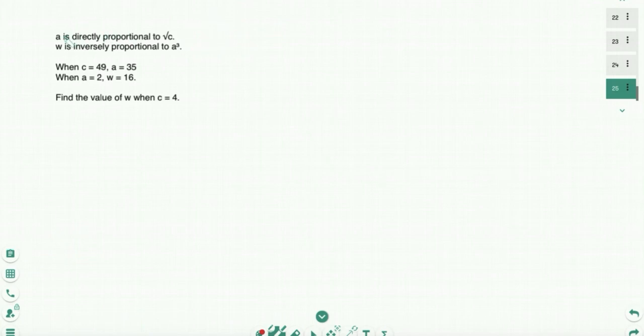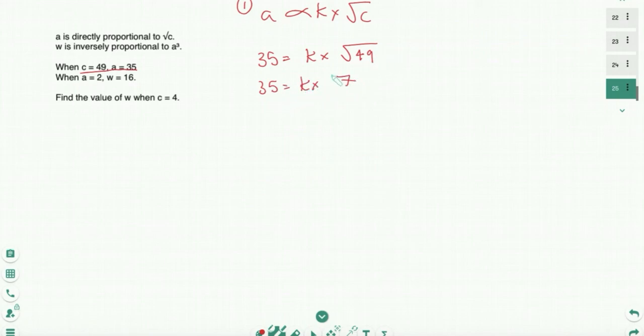So let's start with the first statement. A is directly proportional to the square root of c. So step 1, statement. A is proportional to the square root of c directly, so k times the square root of c. We know when c is 49, a is 35. So 35 is equal to k times the square root of 49, which is 7. So something times 7 is 35. Well, k must be 5. 5 times 7 is 35.